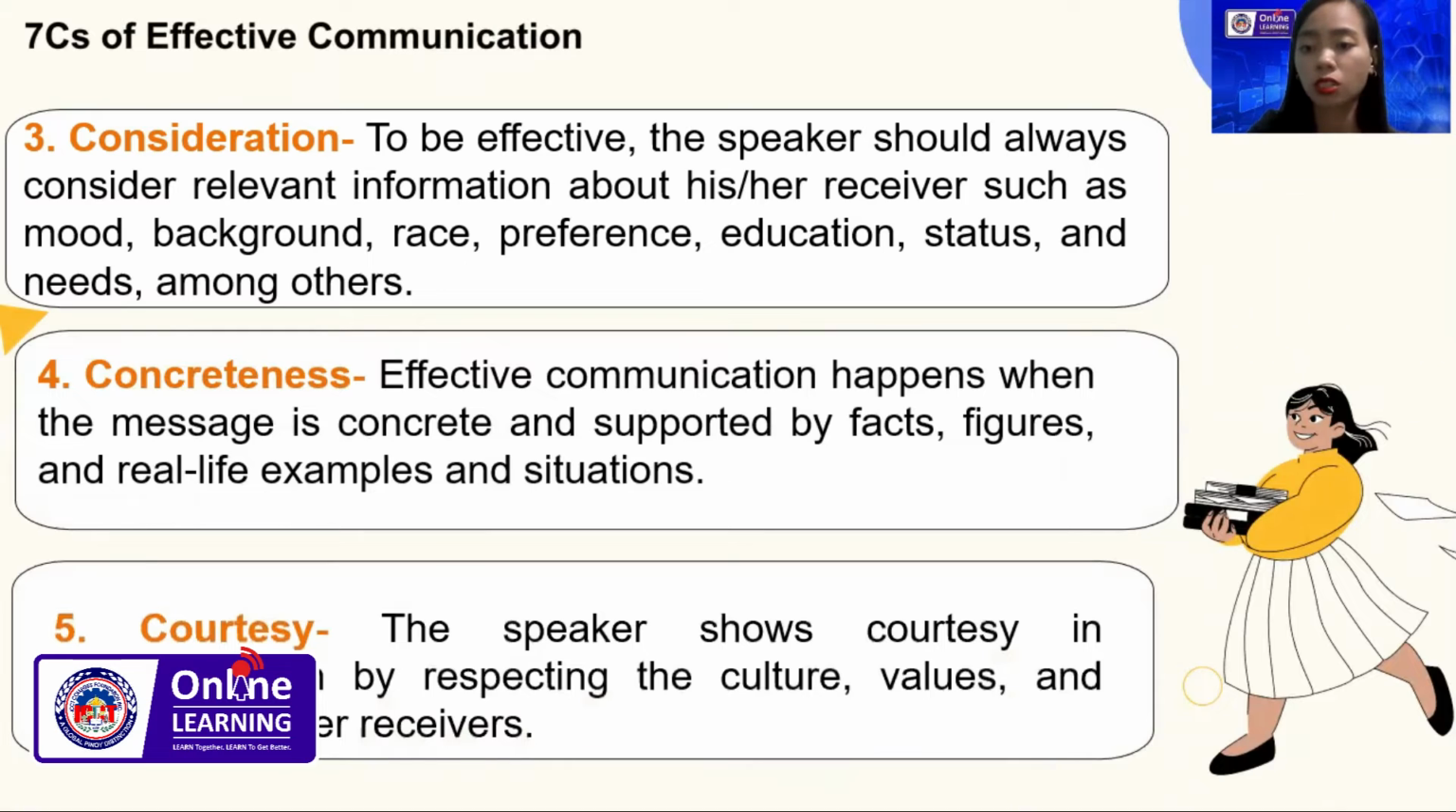Okay. How about courtesy? The speaker shows courtesy in communication by respecting the culture, values, and beliefs of his or her receivers. Always see to it that whenever you're going to communicate with people, always know how to respect them. Okay? Because again, we have different cultures, different values, and different beliefs. And if you want to make sure that the communication goes well, see to it that you are able to respect them also.